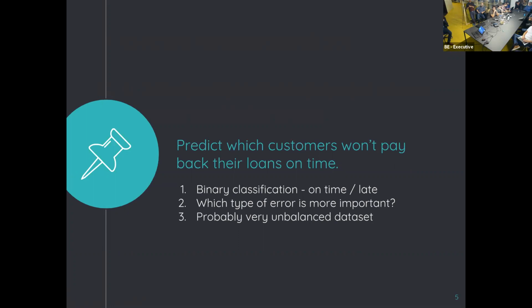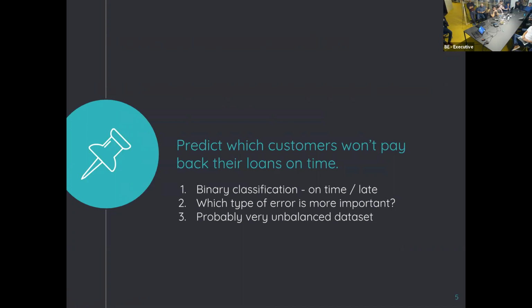Normally, we would discuss with the business side which type of error is more important, whether it's more important to predict someone that would be late but is actually on time, or the other way around. In most cases, it's actually not equally important. Sometimes you really want to catch everyone that's going to be late or commits fraud. Sometimes it doesn't really matter.